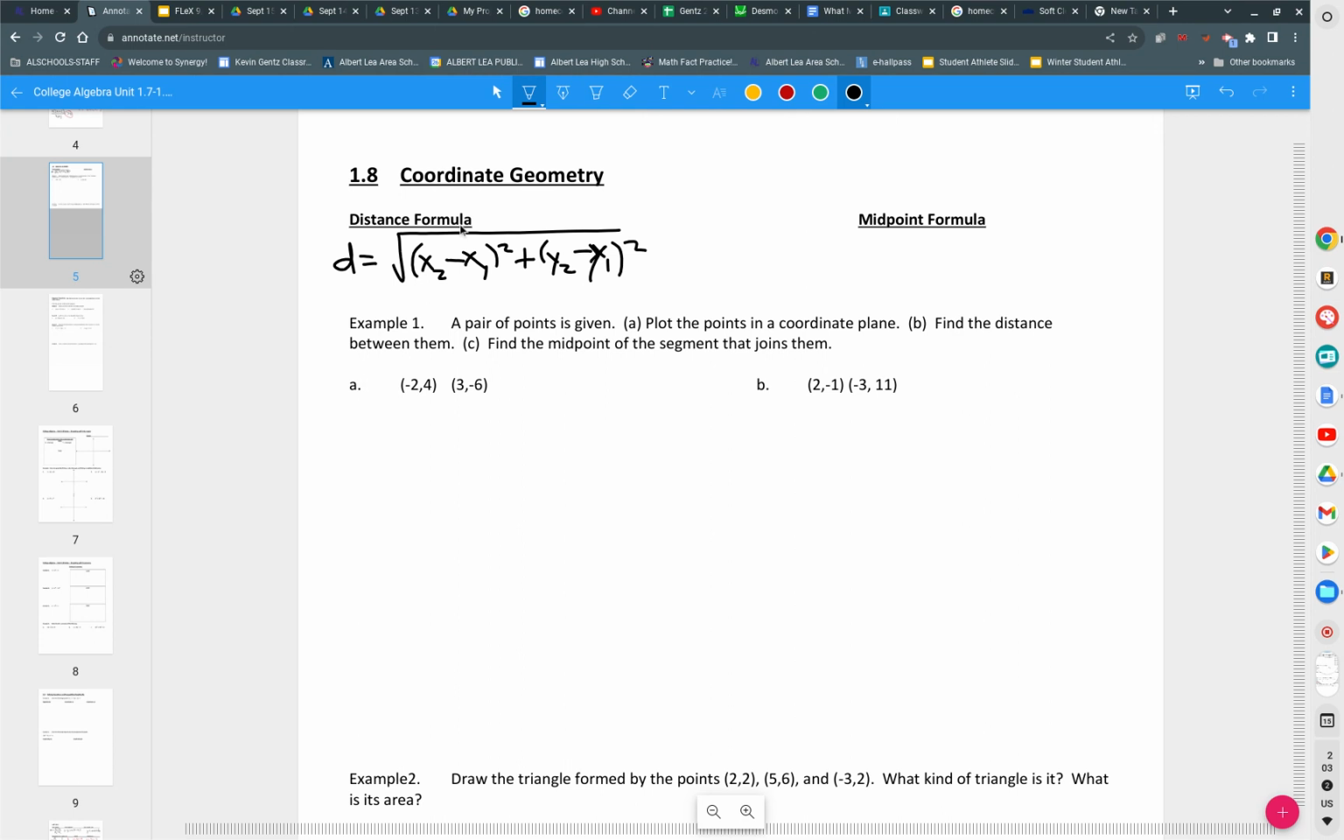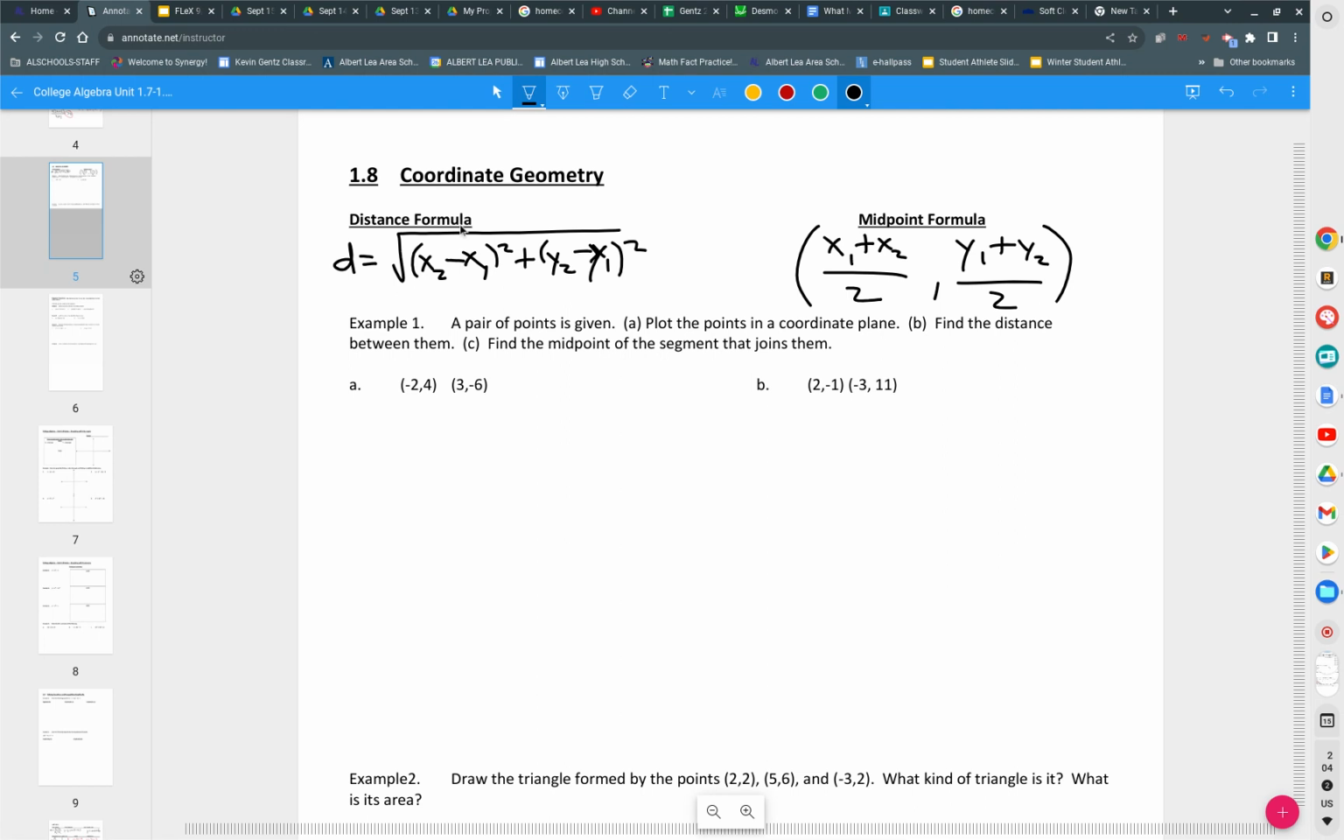That's all we do with the midpoint formula as well. We take the x values and we add them together, x sub 1 plus x sub 2, and we divide by 2. That's the middle for our x value of our midpoint. And then our y value, y sub 1 plus y sub 2 divided by 2, that is going to be the midpoint for our y value. Okay?